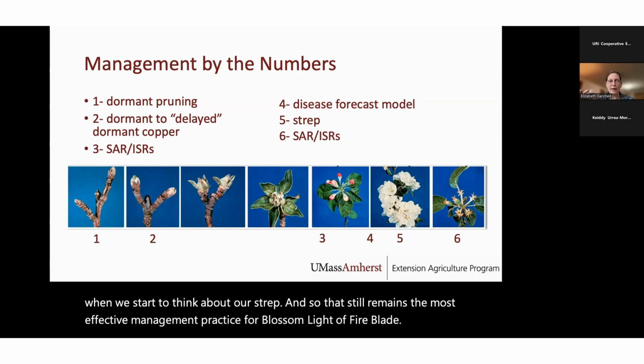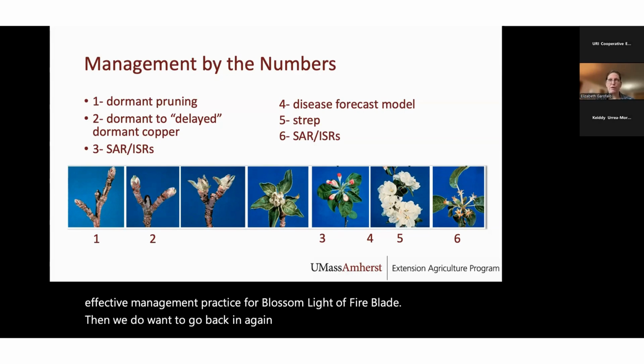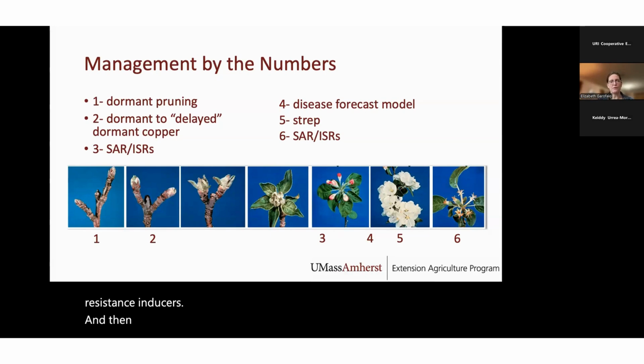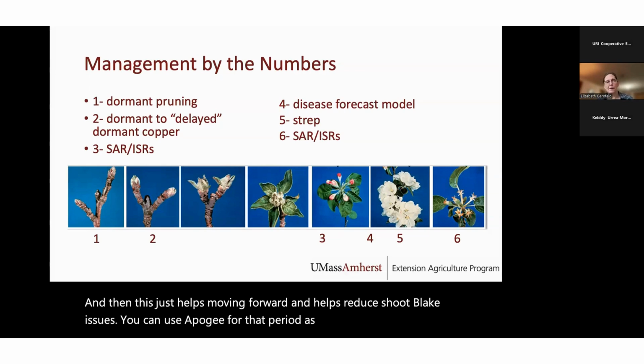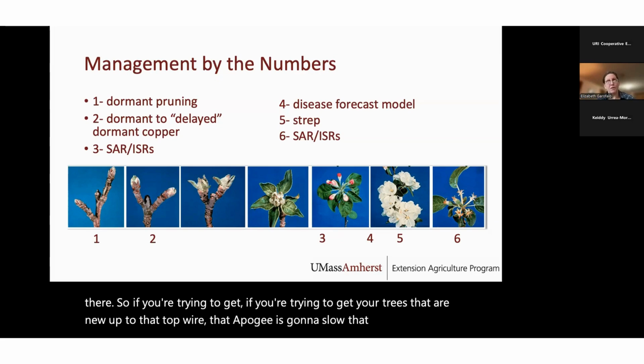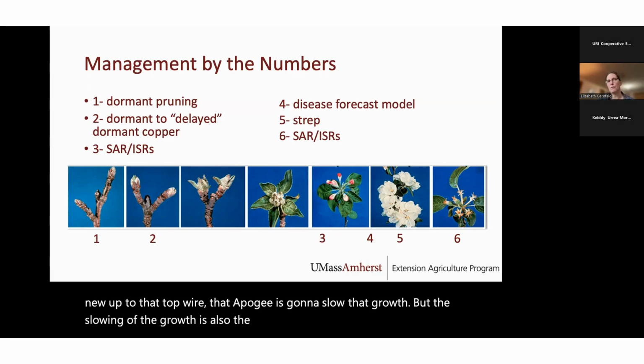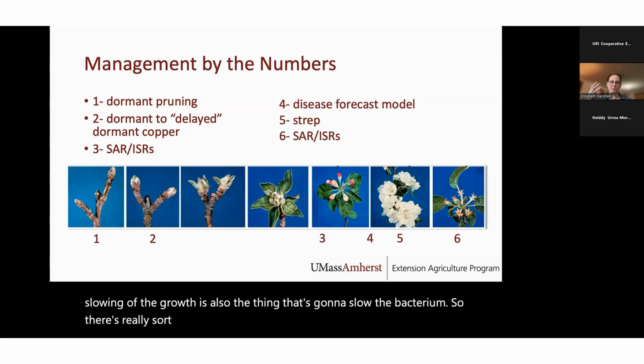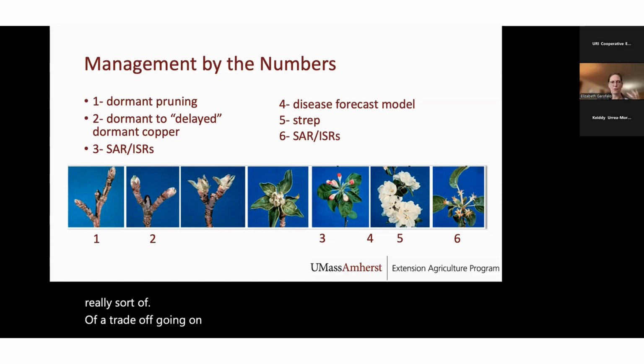Then we do want to go back in again after bloom with some more of those resistance inducers. This just helps moving forward and helps reduce shoot blight issues. You can use Apogee for that period as well, but there is a trade-off there. If you're trying to get your trees that are new up to that top wire, that Apogee is going to slow that growth. But the slowing of the growth is also the thing that's going to slow the bacterium. So there's really a trade-off going on there in what your biggest concern is, whether it's fire blight or growth.